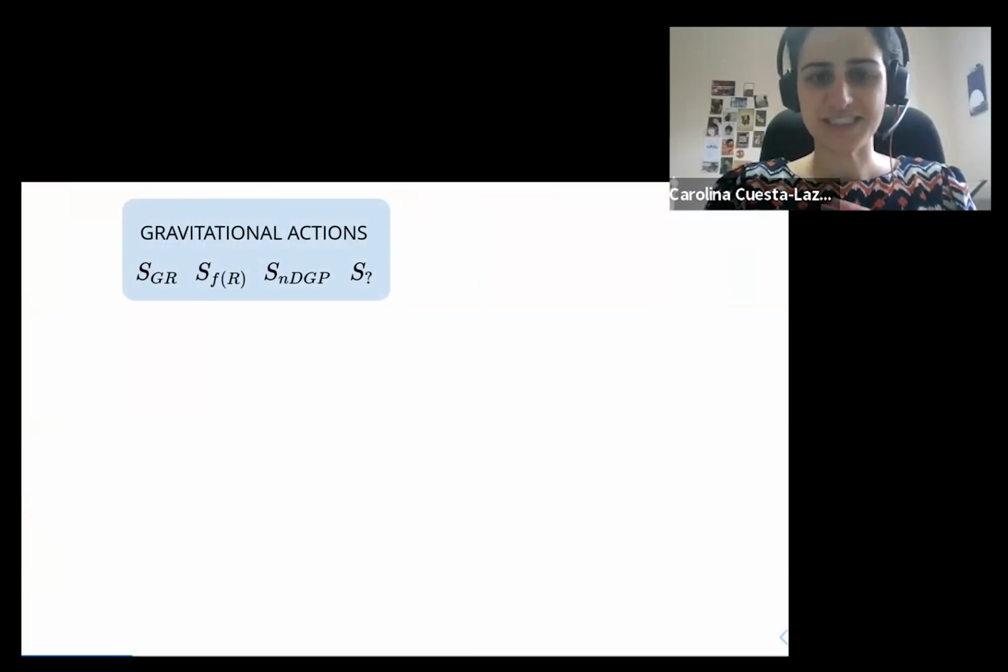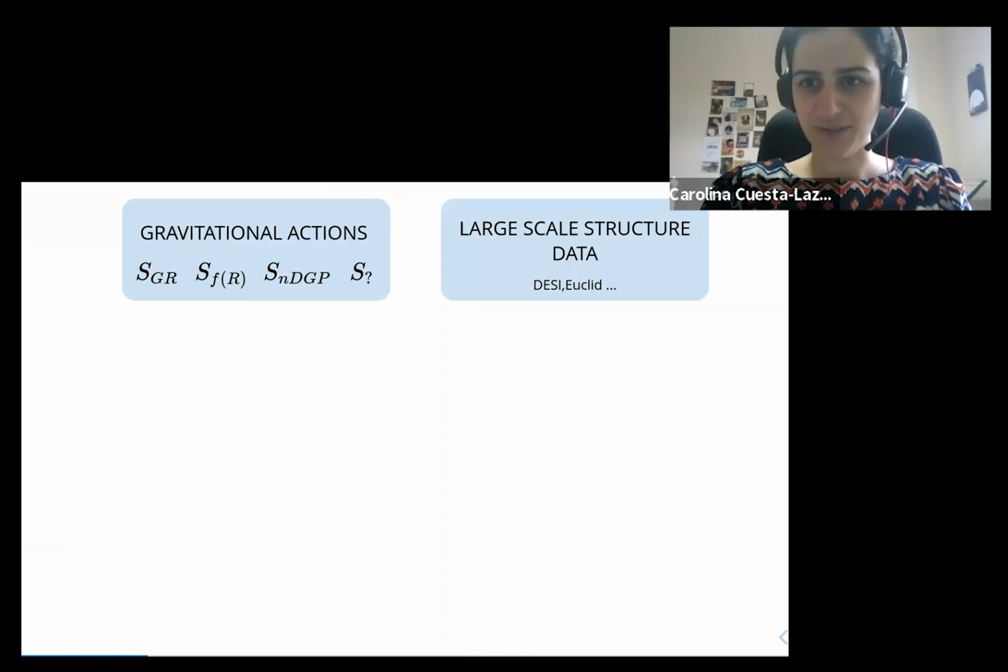So what we want to do is start with any gravitational action that defines the theory of gravity and use data from the large-scale structure of the universe to constrain it. In the future, that will probably be DESI and Euclid. And the thing is that these data sets are going to have really unprecedented degrees of precision. So we really need to have theoretical models that can deal with that. And especially, we really want to extract all the information that is really about the theory of gravity.